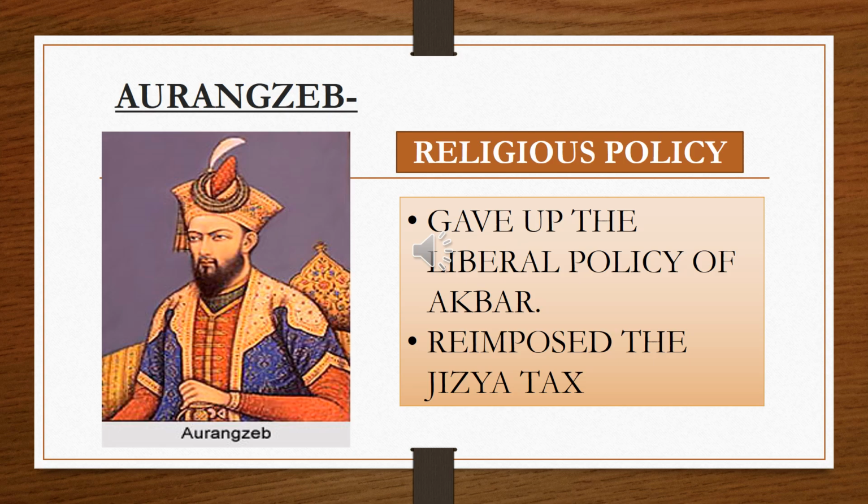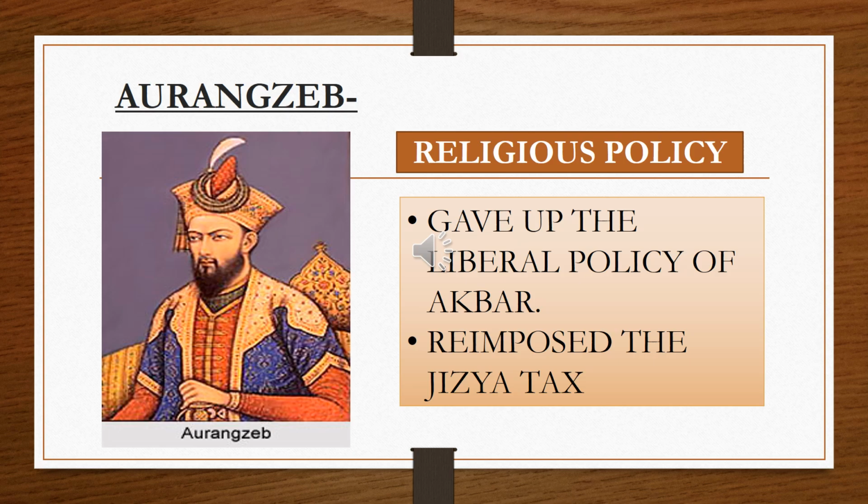Aurangzeb's religious policy. When we talk about the religious policy of Aurangzeb, he was an Orthodox Muslim who strictly followed his religion. He stayed away from drinking wine, gambling, entertainment, and music, because all these things are not allowed for an Orthodox Muslim. They are banned in the Muslim community. And he lived a simple life. But he was a tyrant ruler.